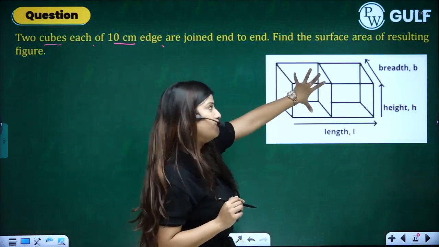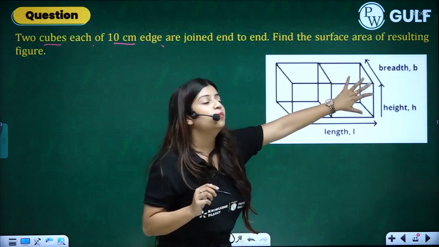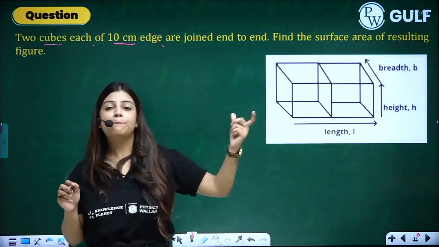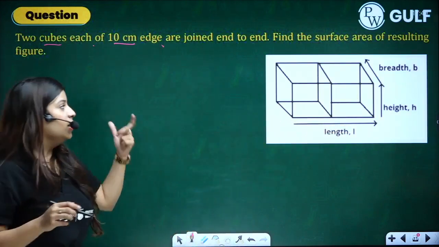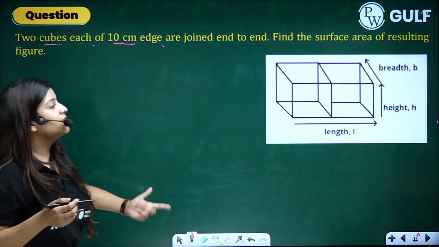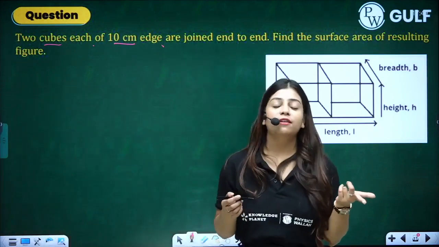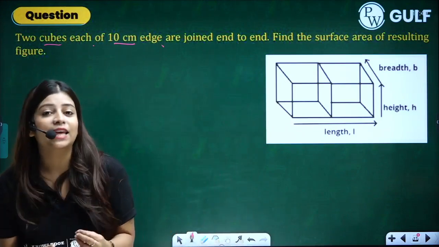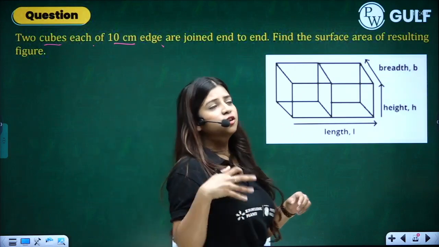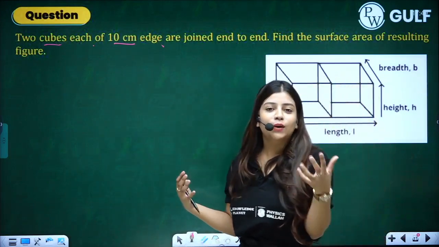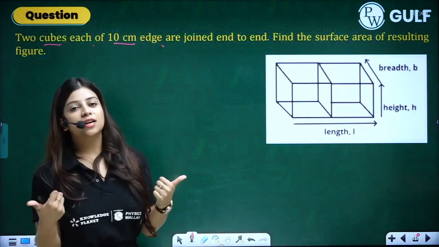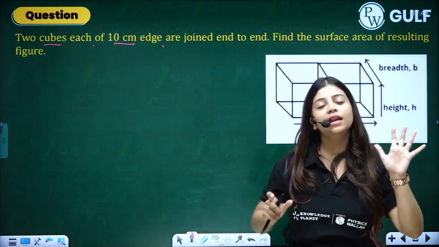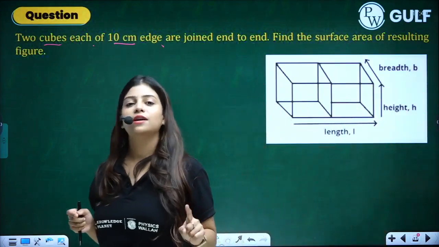See, this was the one cube. This was the second cube. Both of them joined together results in one single figure that appears to be like a cuboid. So when we have this figure, they are asking the surface area of the resultant figure. Especially students, when only surface area is written in the question, you might get confused whether you have to take out the lateral surface area or the total surface area. So whenever only the surface area word is given to you, you only and only have to find out the total surface area always.